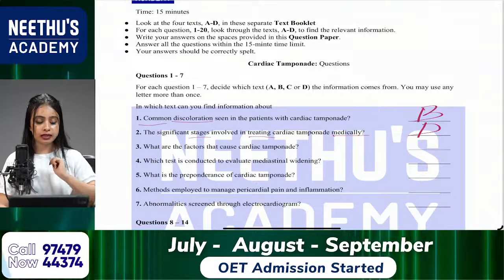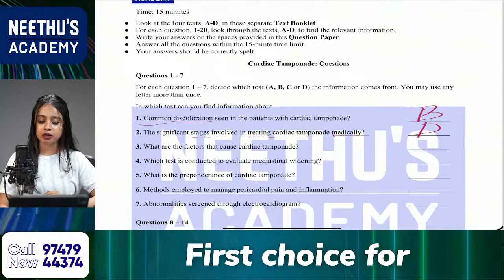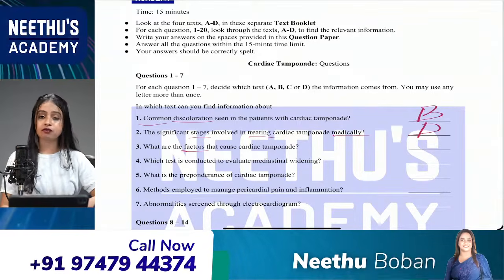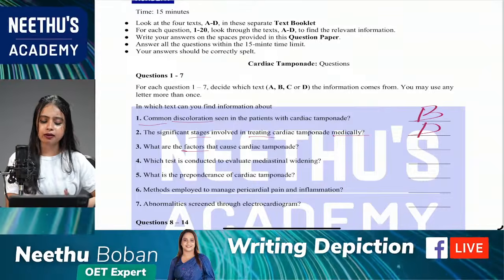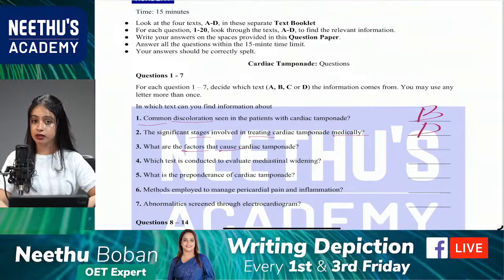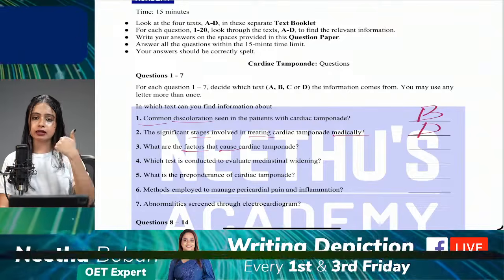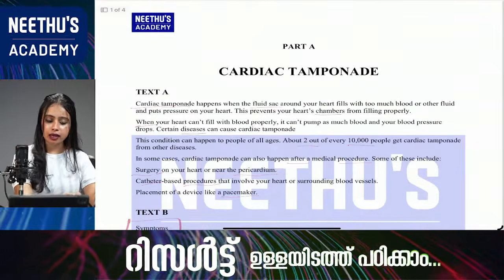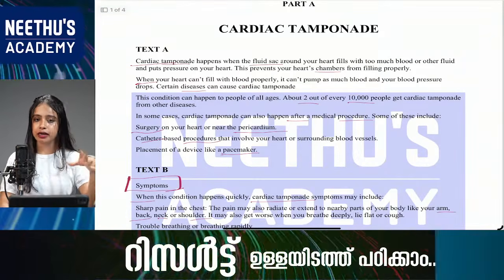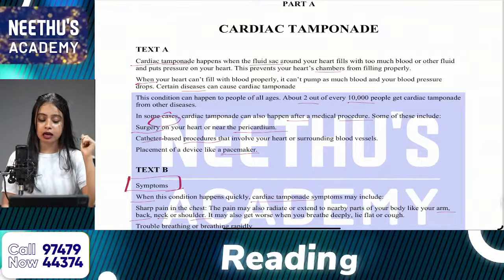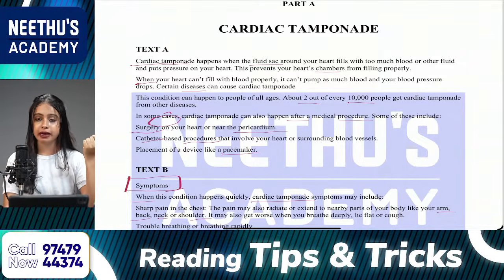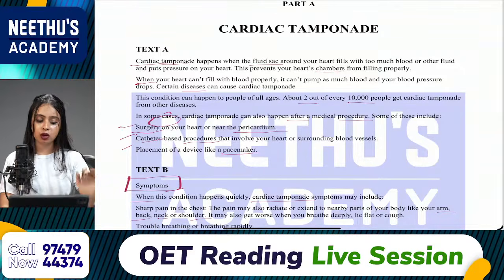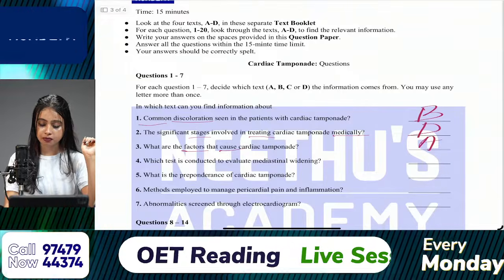Okay. Then the third one, what are the factors that cause cardiac tamponade? So my keywords are only factors, as well as I think I will mark the word cause also. The reason. So factors that are affecting the condition. I think it's from text A because I found some factors here. See, in some cases, cardiac tamponade can also happen after medical procedure, and some of these include, so these are the factors. Okay, so my answer is from A.